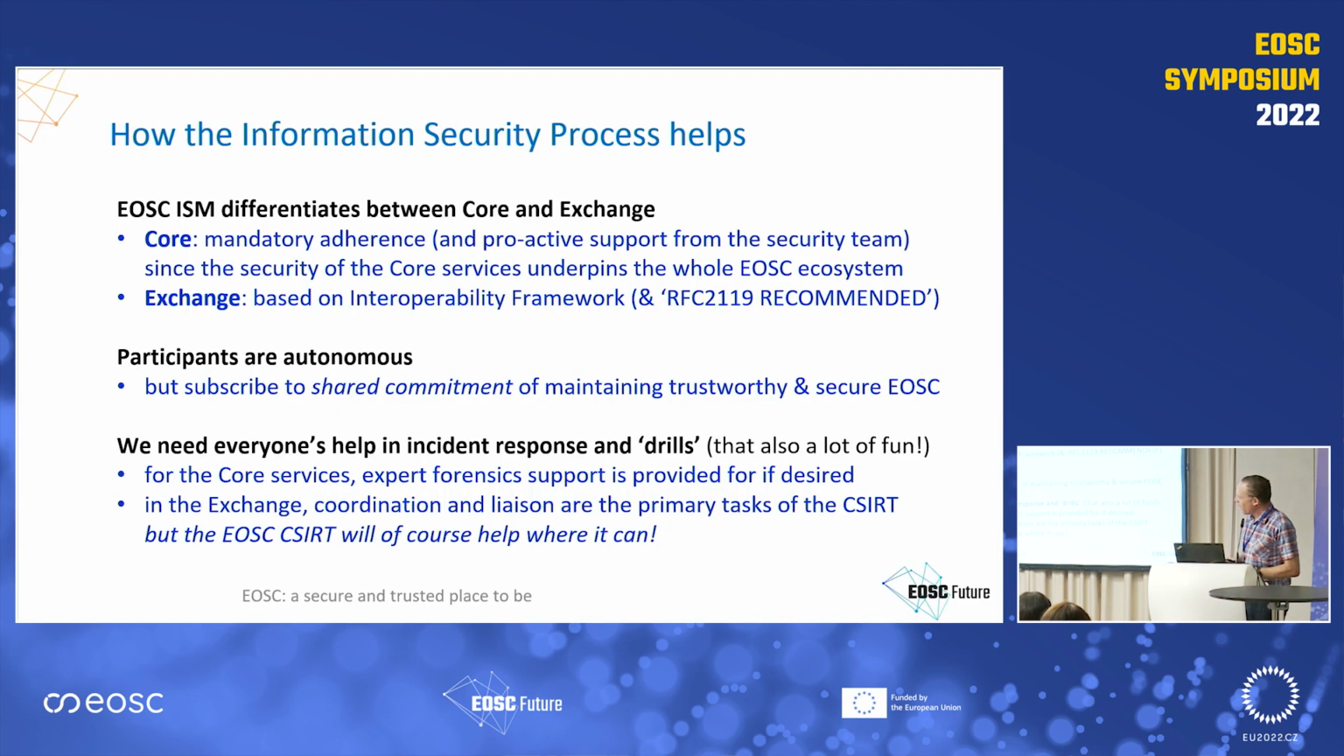That's better, isn't it? Okay, so what does the information security process do here? As I said, we need to be able to deal with both the core and the exchange separately. We do this in information security by, for the core, having a mandatory adherence to information security, proactive support from the security team, since the security of the core is absolutely central. It underpins the whole of EOSC ecosystem. If the core has big security problems, then everybody does, and the whole of EOSC is affected. So we do need to treat this carefully.